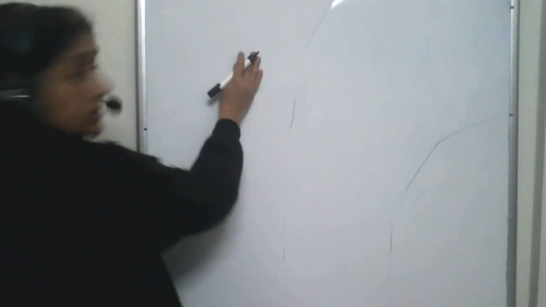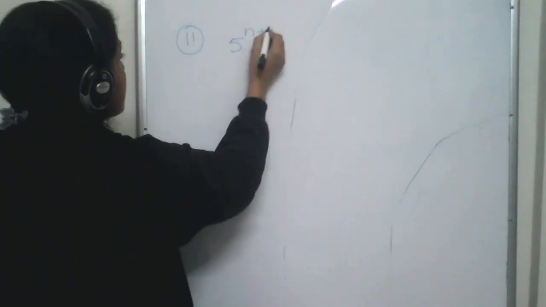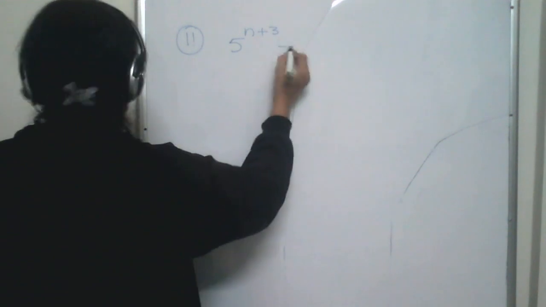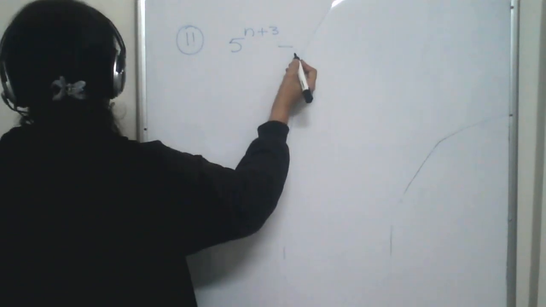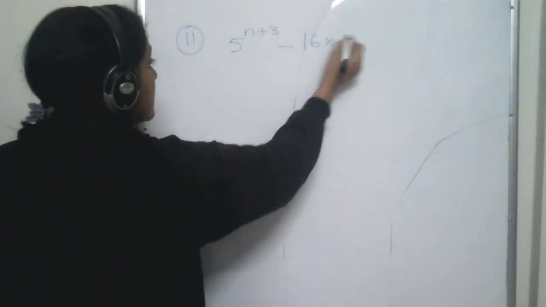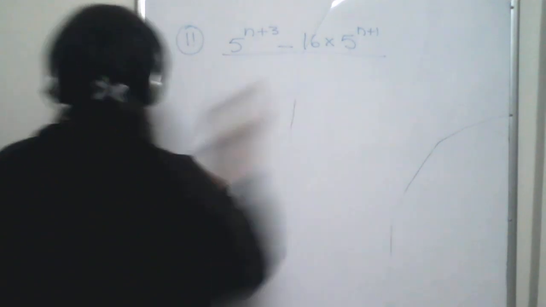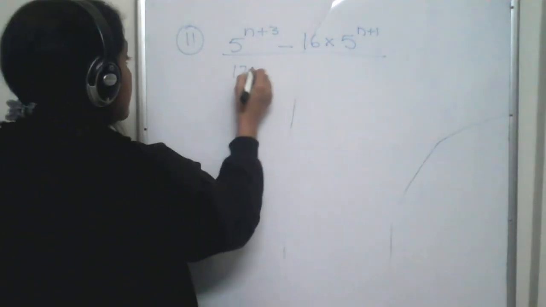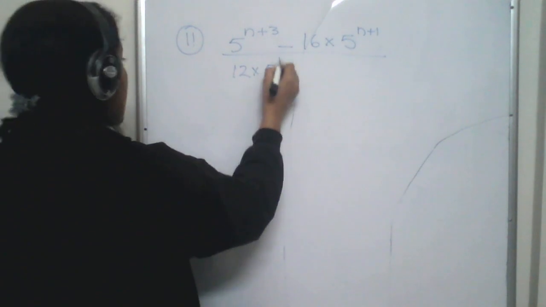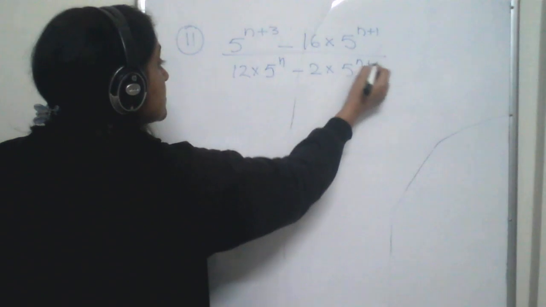Okay, the question, here we start. Question 11. The question says: (5 to the power n plus 3 minus 16 into 5 to the power n plus 1) whole divided by (12 into 5 to the power n minus 2 into 5 to the power n plus 1).